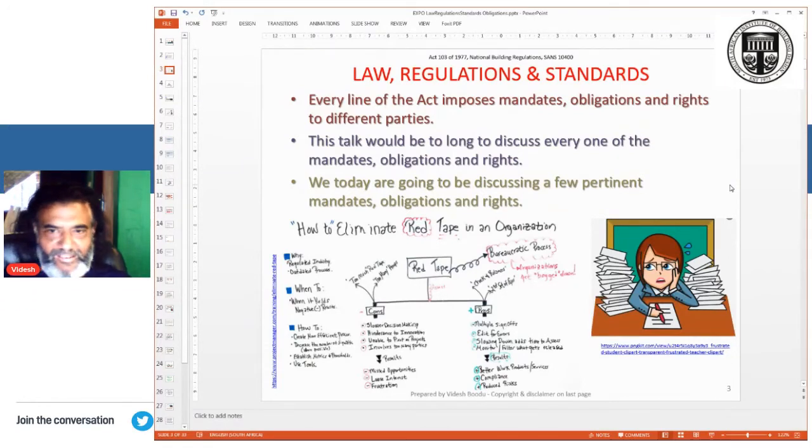To discuss every mandate, obligation, and right, this is going to take a few days. So today's discussion are going to be a few pertinent points on these mandates, obligations, and rights. What I've done is chosen a few pertinent points that seem to impose red tape from the administrative side, and we know that red tape is a bad thing. Red tape leads to a downturn in the economy, etc. A few of the obligations that the owner and or the professional seems to overlook. So I'm going to go through those rights and obligations since we only have a limited time today.